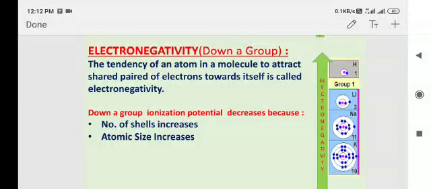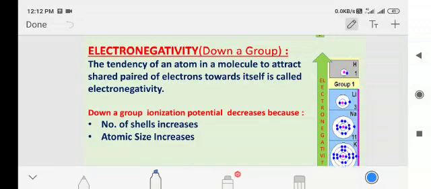Through the last 2-3 videos, we were discussing the chapter called the periodic table. Today, we will discuss the trends of electronegativity down a group. Trend means, repeatedly I told you, you will say whether this particular property increases, decreases, or remains the same. That is the main point you have to explain here.